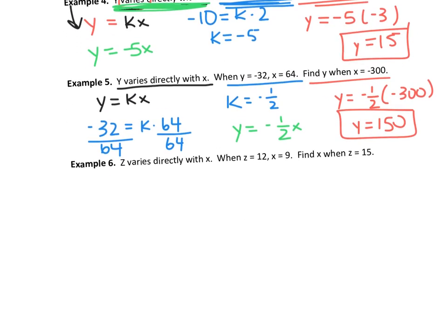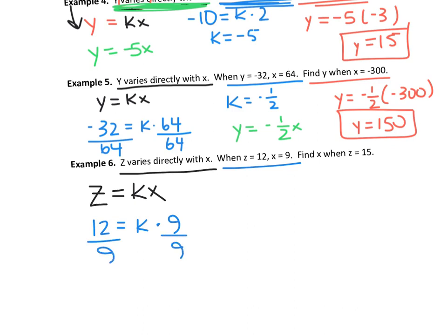Okay, example 6. Z varies directly with x. So z equals kx. When z is 12, so plug in 12 for z, x is 9. So I'm solving for k. Divide both sides by 9. So k equals 12 ninths, which is 4/3. So my equation is going to be z equals 4/3 x. I'm just substituting the k back into my equation. The last thing, find x when z is 15.